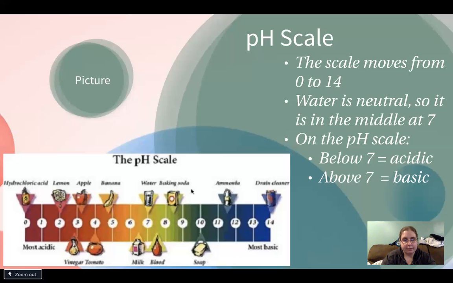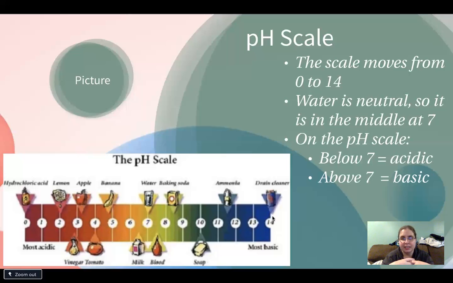On the other hand, here we have bases. And it's the same idea. The closer you are to 7, the weaker the base. So we have blood somewhere around 7.5. Baking soda is around 8.5. Soap, we use soap all the time, hopefully, has a pH of 10. Ammonia, which is a type of cleaning solution, has a pH of 11.5. And then all the way at the end, drain cleaner has a pH of 14. That's why it's very, very caustic, and why the label always says, if you get it on your skin, rinse it right away.